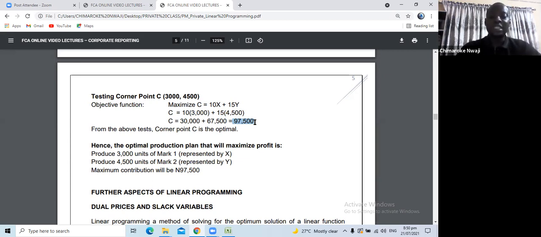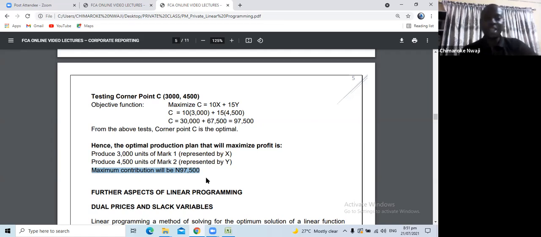So we are choosing C as our optimal contribution. So C has won the day. So all we now do is the company will be advised on what to produce. It means we need to produce 3,000 units of Mark 1, which was represented by X, and produce 4,500 units of Mark 2, represented by Y. And the maximum contribution will be 97,500. You have solved the question. Bravo.